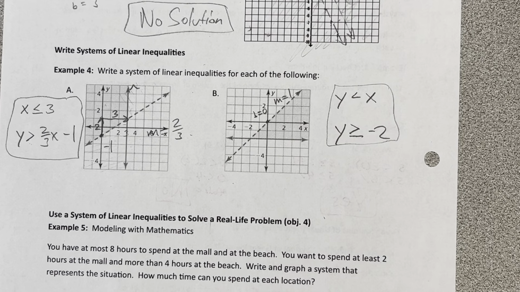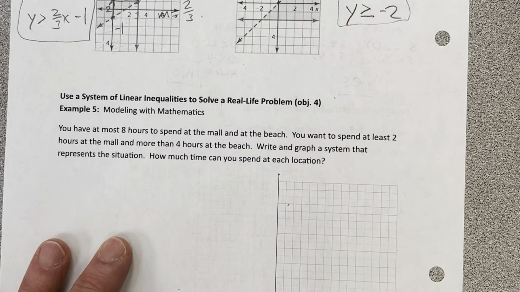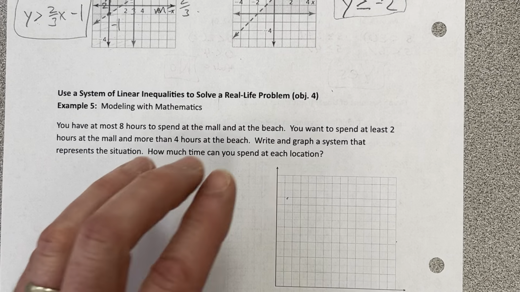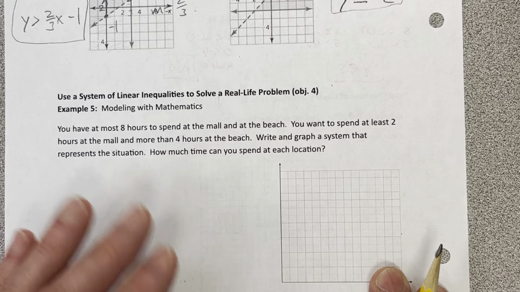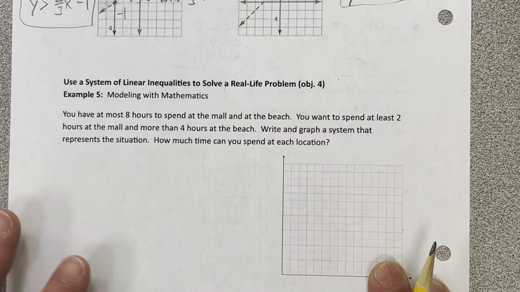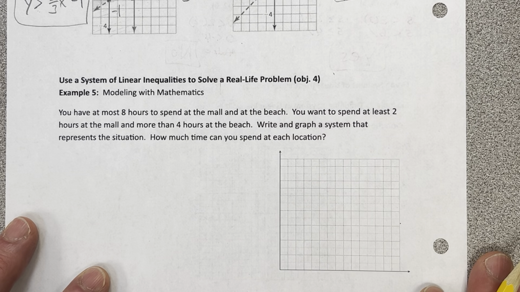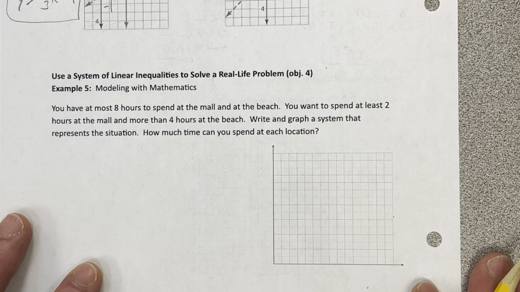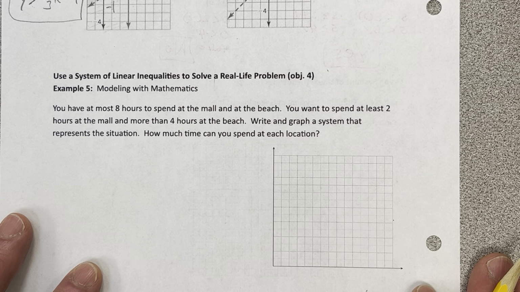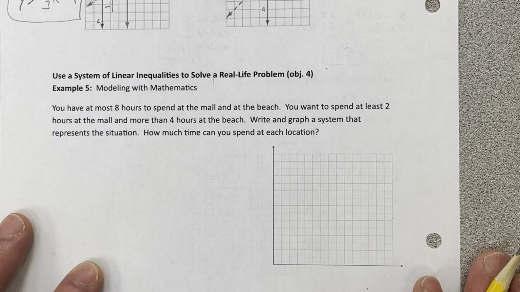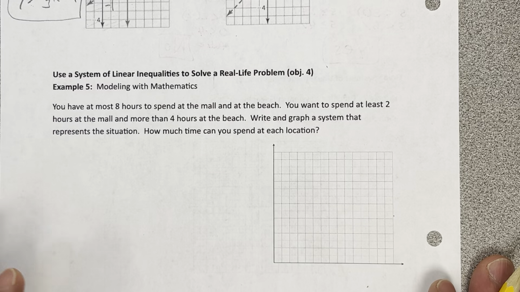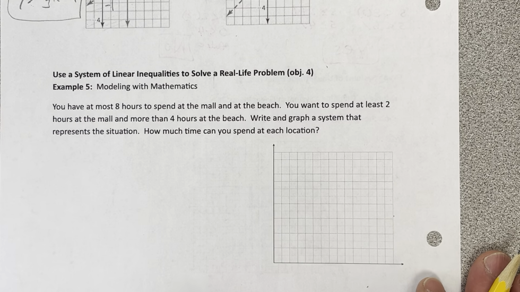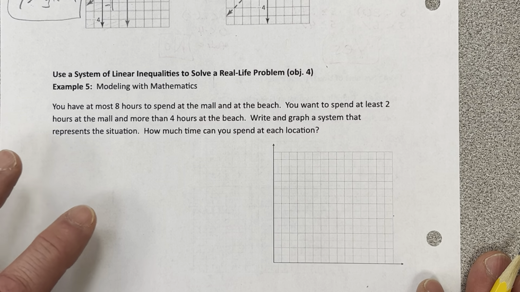Okay, our last example is an application problem. And this seems kind of confusing at first. It says you have at most 8 hours to spend at the mall and at the beach. You want to spend at least 2 hours at the mall and more than 4 hours at the beach. Write and graph a system that represents the situation. How much time can you spend at each location? This is an interesting problem, and it's kind of hard to make sense of until you graph it.